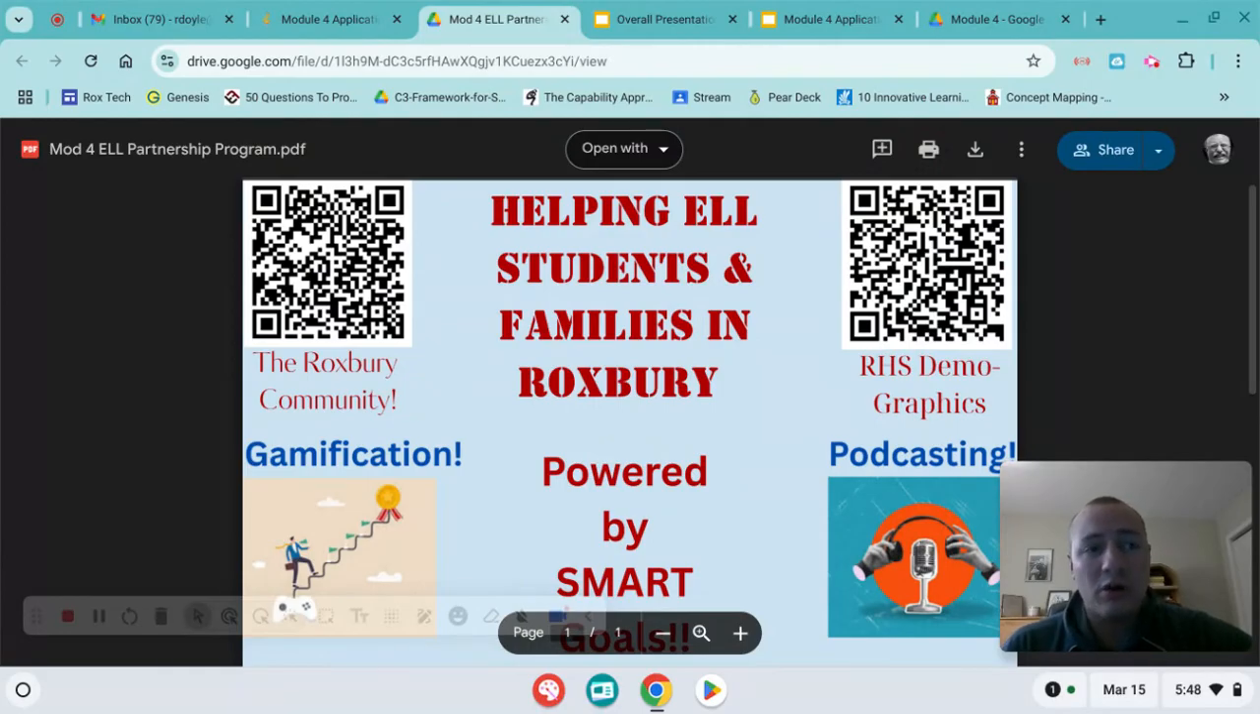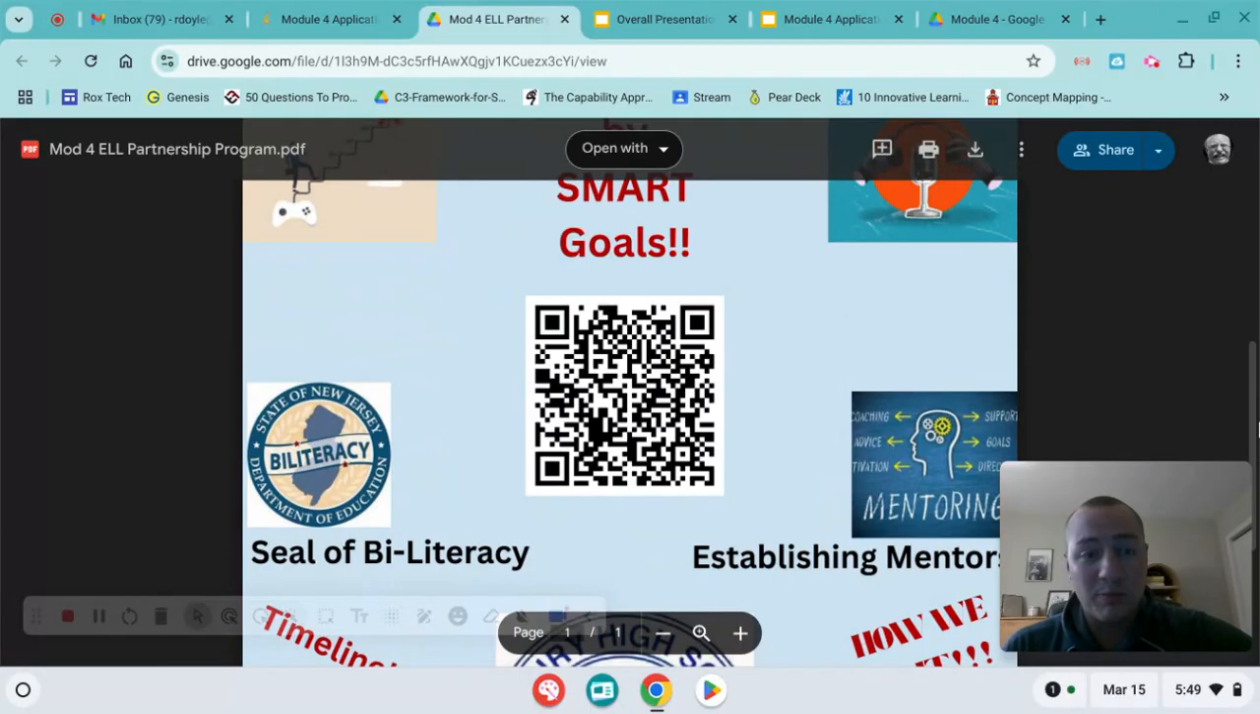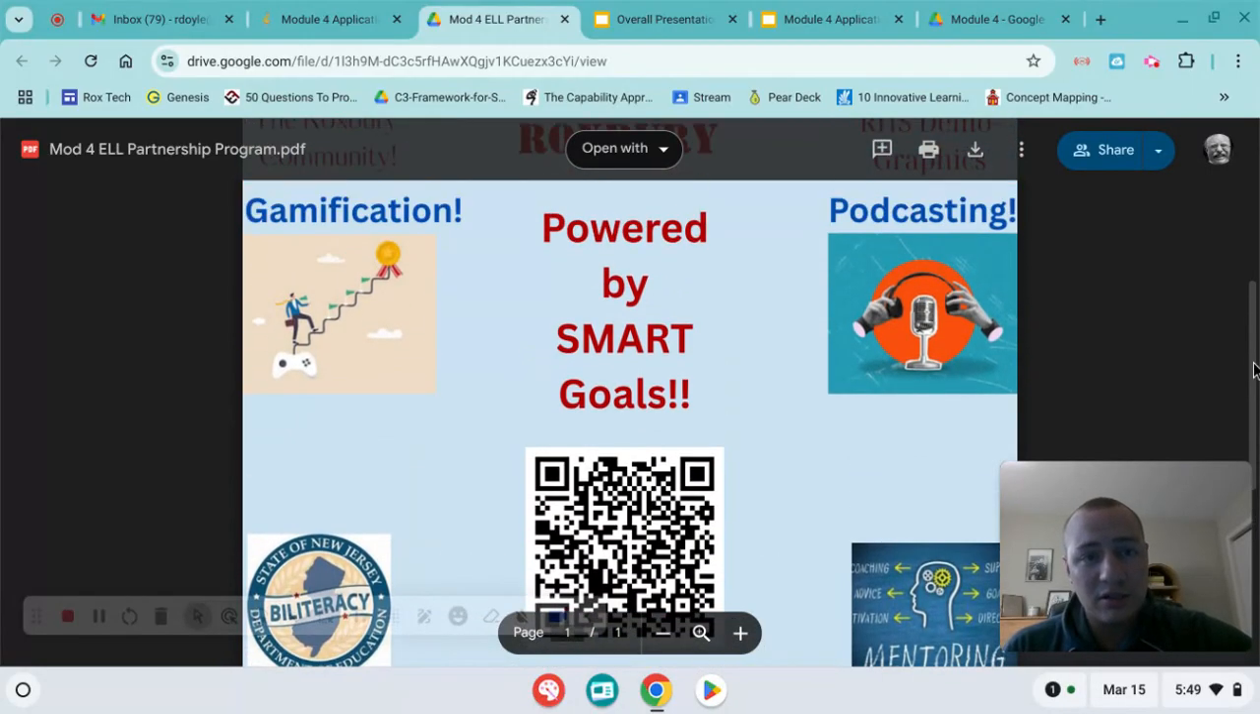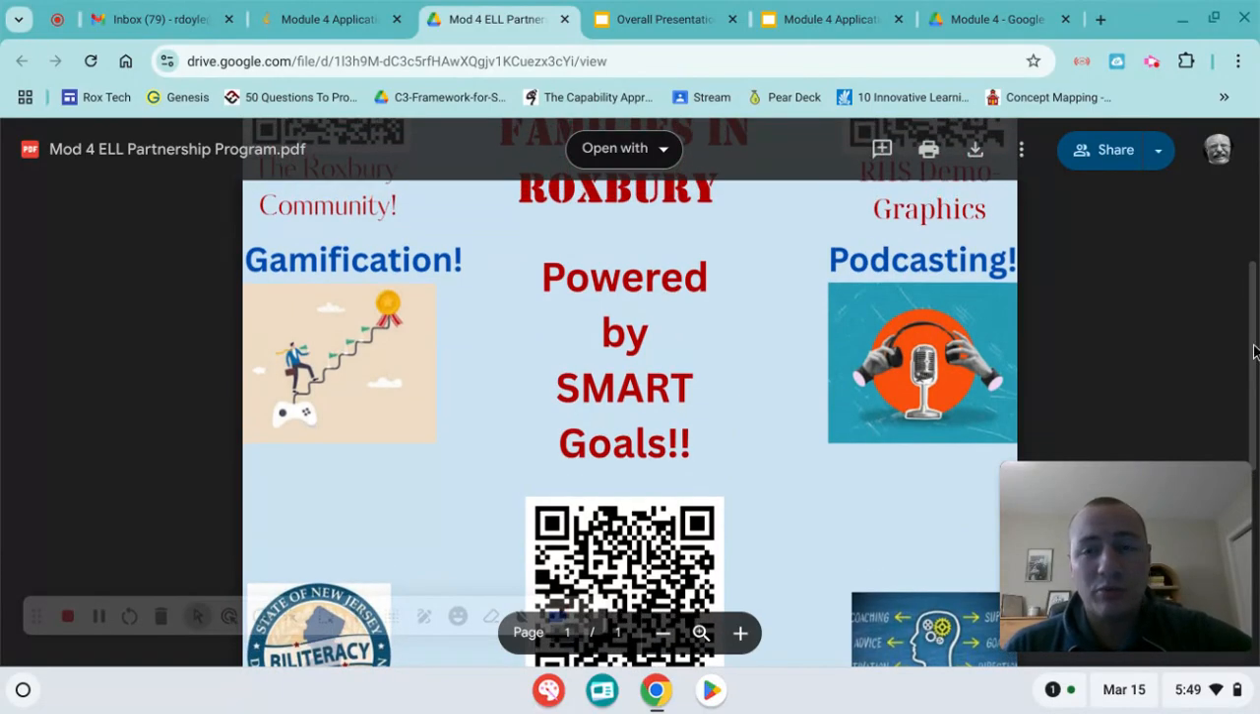So we also have some QR codes highlighting demographics in our town, which is our community-driven aspect, as well as demographics from our high school. So again, the focus is on ELL students and families here at Roxbury. We're going to talk about how we can do that through things like mentoring, getting students involved with the Seal of Biliteracy test, gamification, making classrooms engaging, and things like podcasting, a different approach to learning the language and utilizing it in different ways.